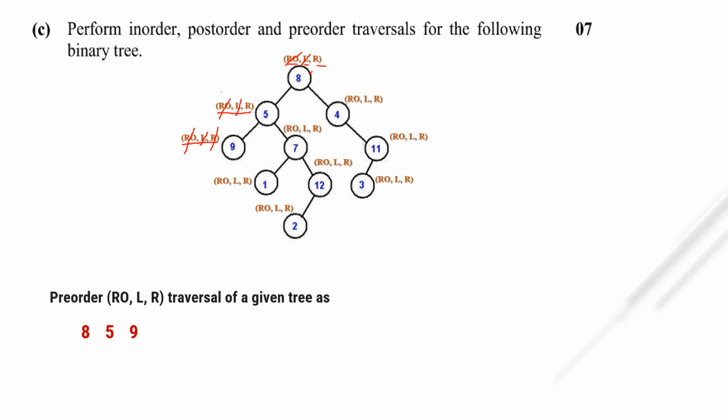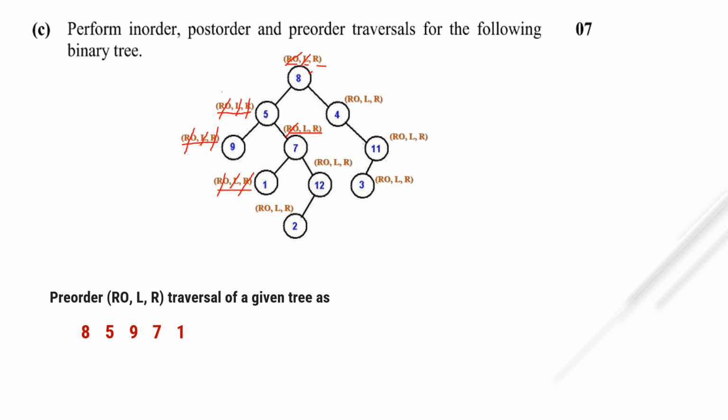Now the node 5 has a right child also. Now we have to go to the right of 5. Is it clear? Now at the right there is 7. Once again we apply pre-order, that is root, left, right. So we first process the root, so 7 will be the answer. Now go to the left subtree. In the left subtree there is 1. Process the root. The answer is 1. There is no left subtree of 1 and no right subtree of 1.